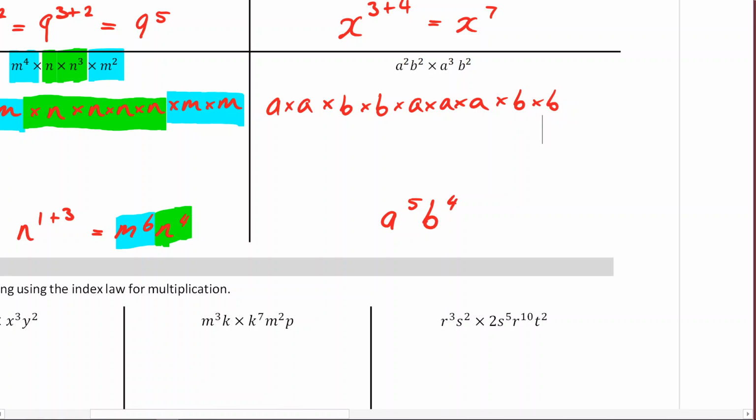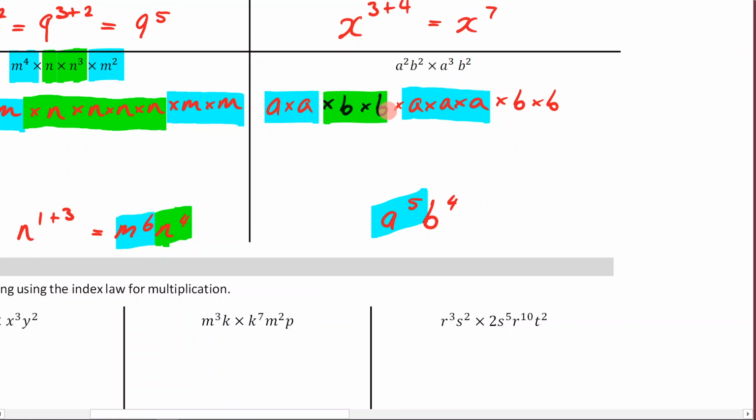Then you'd have to count up how many a's you have. So I have 1, 2, 3, 4, 5, and that's why we have a to the 5. Then you'd have to count up how many b's you have. I have 1, 2, 3, 4. So b to the 4. But again, you can see it's a lot quicker to go 2 plus 3 is 5, 2 plus 2 is 4.